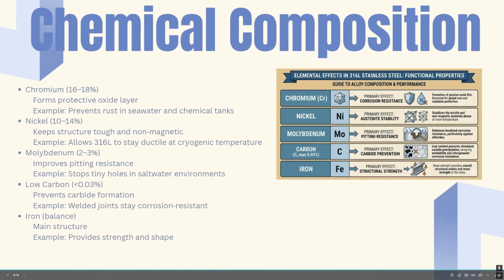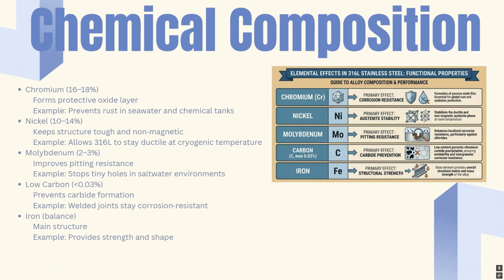Okay, for the chemical composition, chromium, Cr, which provides corrosion resistance like I said before, forms the passive film Cr2O3, which prevents rust. We also have nickel, which stabilizes the structure and keeps the FCC structure stable at room temperature. Then we have Mo, which improves pitting resistance, just like chromium, against chloride attacks. Then we have carbon, which matters for preventing carbide precipitation.